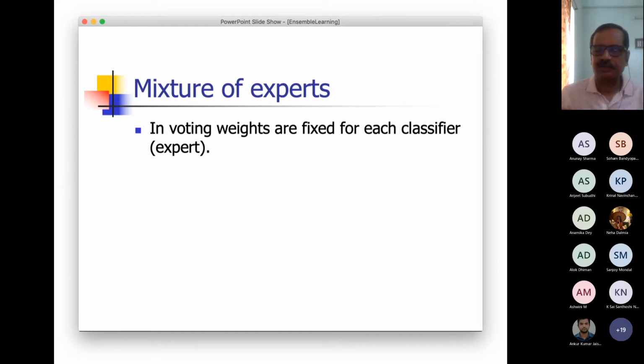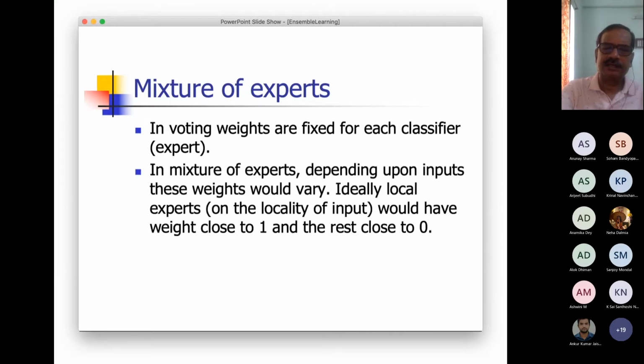So again, you can say that some priority is there. Some experts are put into a certain order and have been given certain power as they act in that way. In voting, weights are fixed for each classifier, and in mixture of experts, depending upon inputs, these weights would vary. That is the principle.